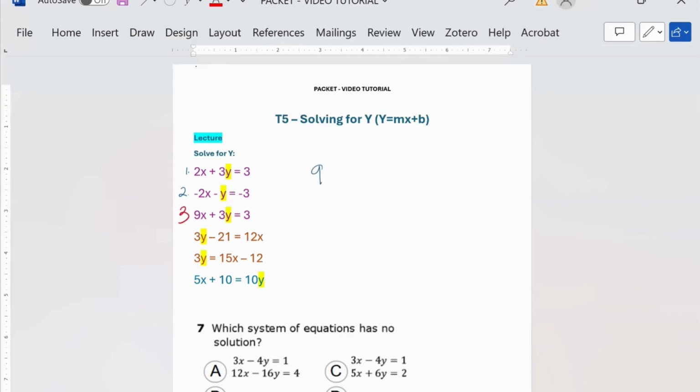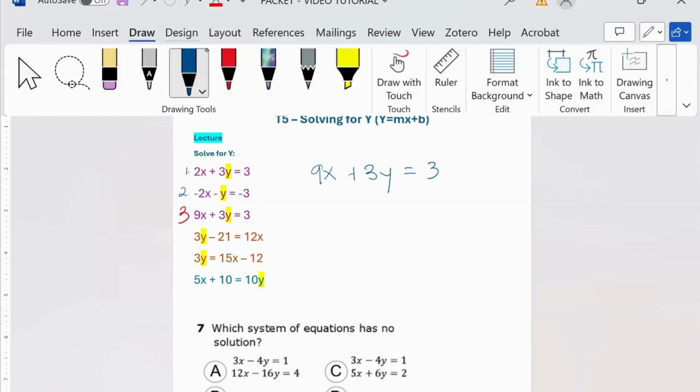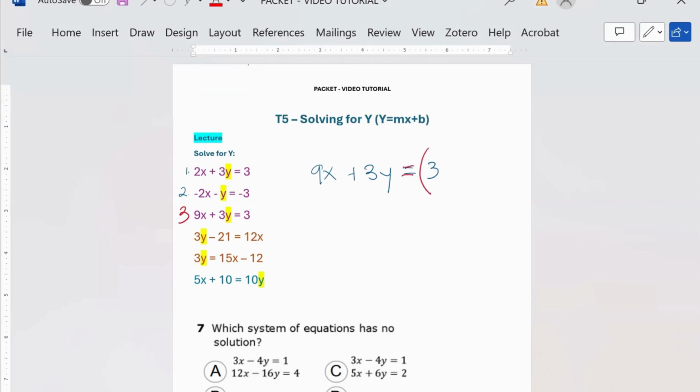This is 9x plus 3y equals 3. Now, if you notice, it's the same steps I'm going to use. I saw an equal sign. After the equal sign, I'll put a parenthesis and minus. And I'm going to copy this to here, 9x, and close parenthesis. So this is gone.